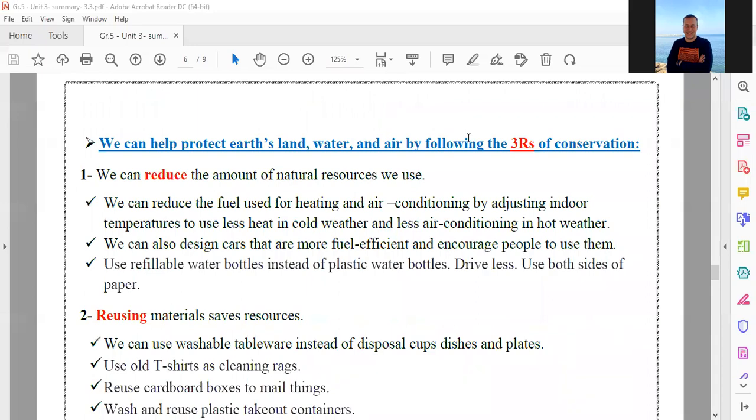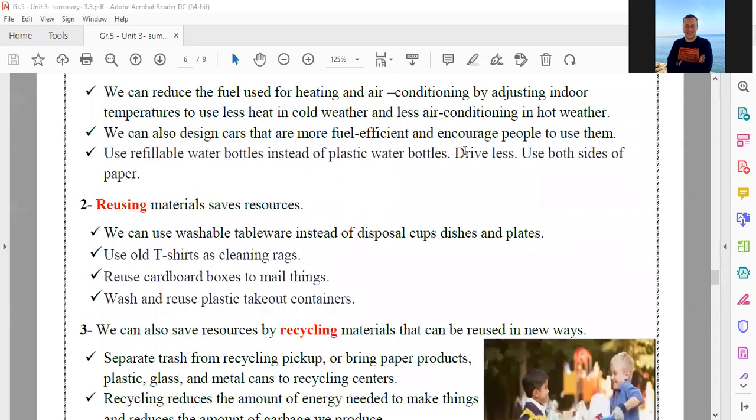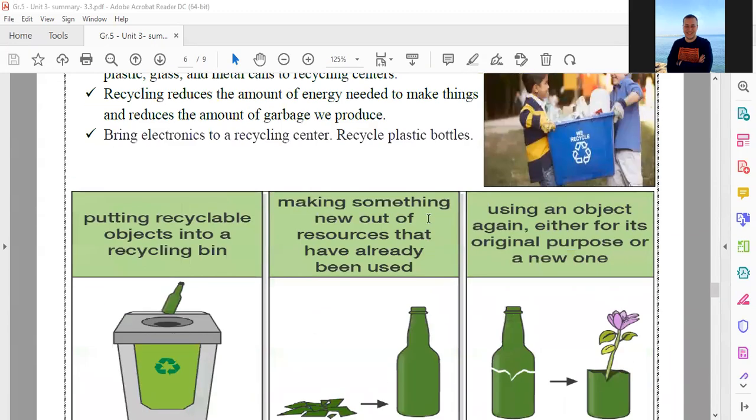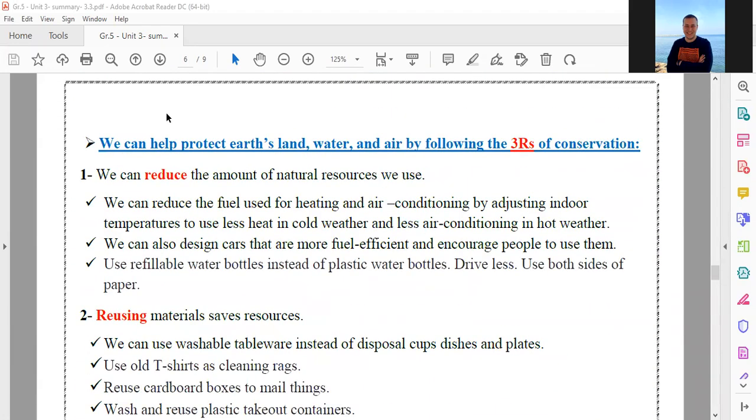So this is the last page that we will study today, page number 6. We can help protect Earth's land, water, and air by following the 3 R's: reduce, reuse, and recycle of conservation. Number 1, we can reduce the amount of natural resources we use. Reduce means use less of these natural resources.